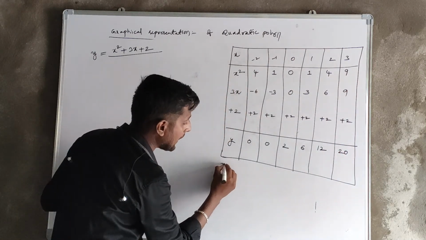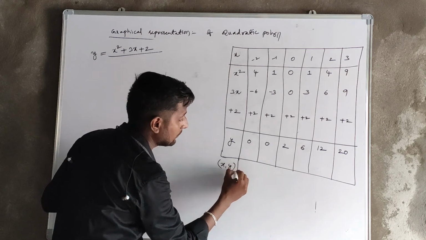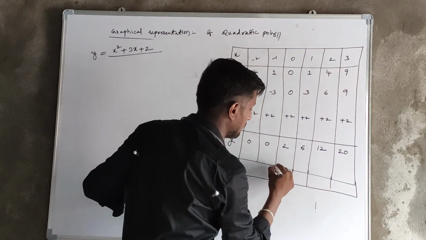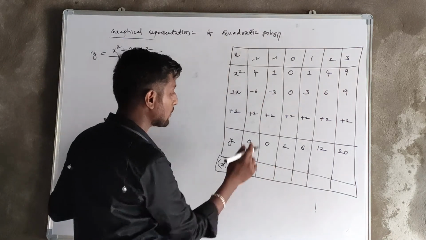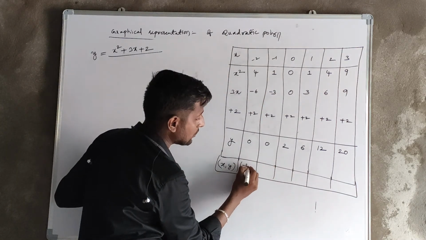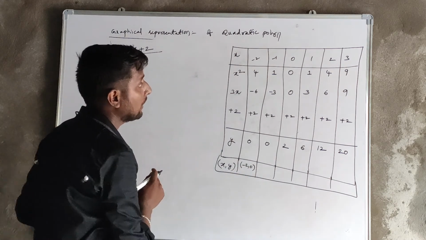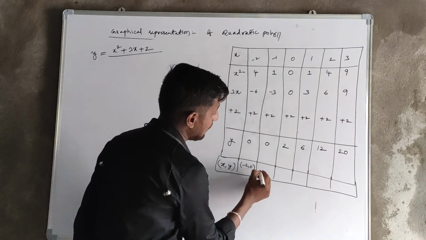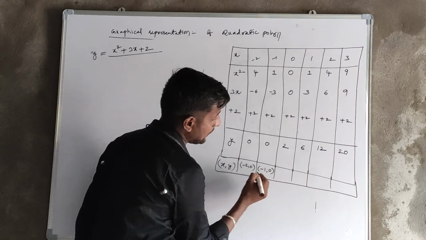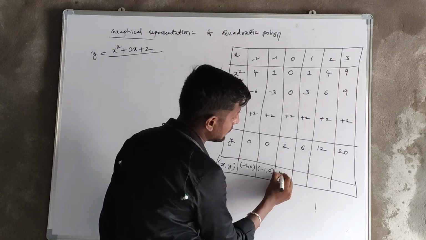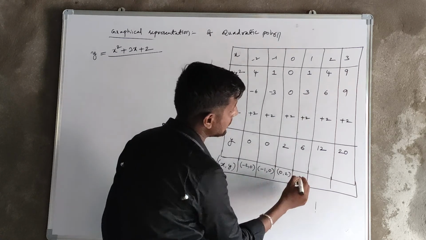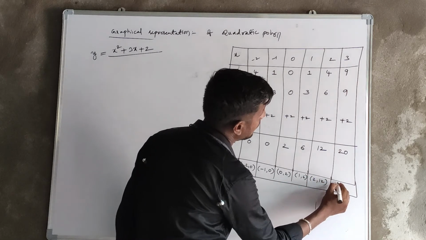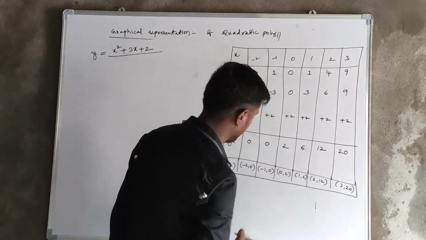Now we'll write the x comma y coordinates. First one, the x coordinate should come first. Minus 2 comma 0. Correct? Next, minus 1 comma 0. Correct? Next, 0 comma 2. Next, 1 comma 6. Next, 2 comma 12. Next, 3 comma 20. Correct?